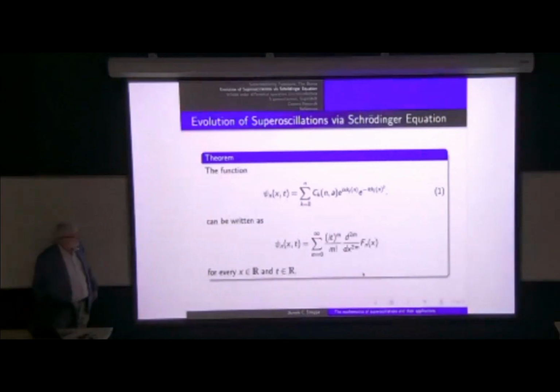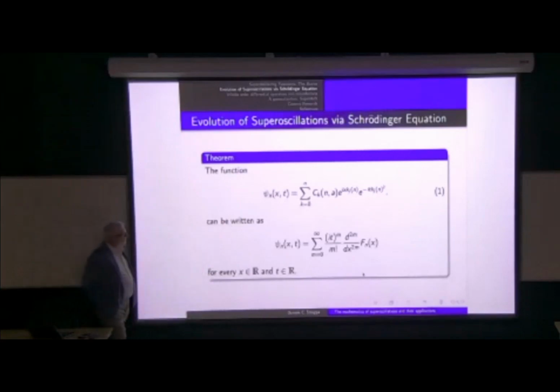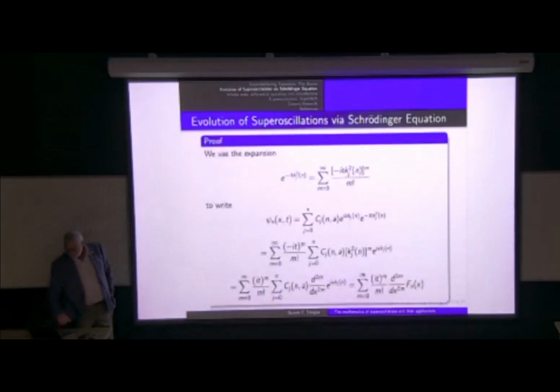So let me show you why this is the case. As I said, I'm going to show it by replacing the second exponential there with an infinite series. So e to the minus i t k squared is an infinite sum of (minus i t k squared) to the power m over m factorial. So I rewrite it.